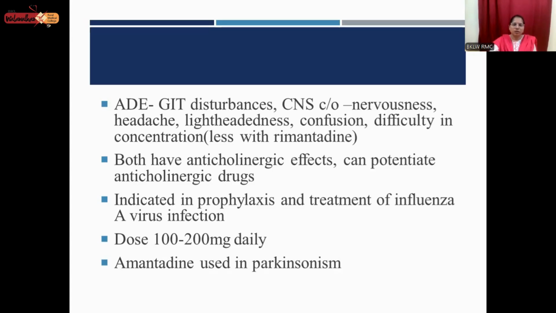Both have the same adverse effects, but rimantadine has fewer CNS adverse effects, and both will produce GIT disturbances and anticholinergic side effects, or it will potentiate when anticholinergic drugs are given along with these antiviral drugs. Indicated in treatment and also prophylactic treatment in influenza A virus infections, 100 to 200 mg daily. Amantadine is also used in Parkinsonism.